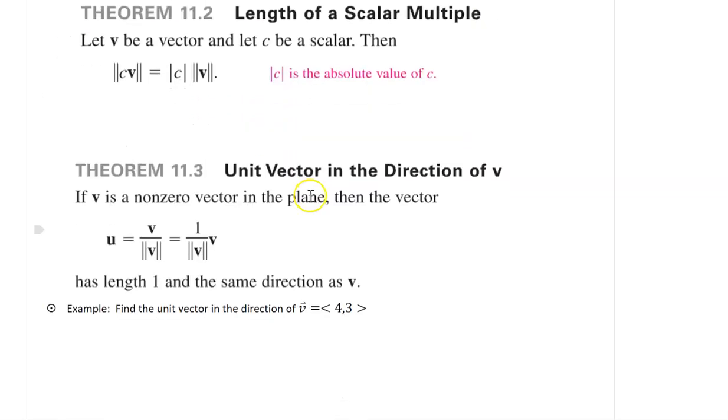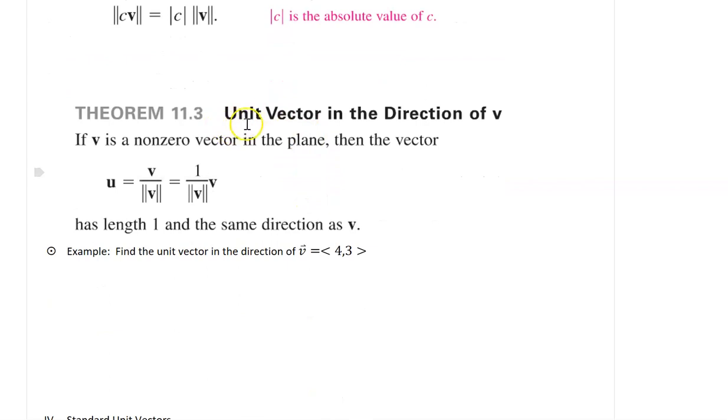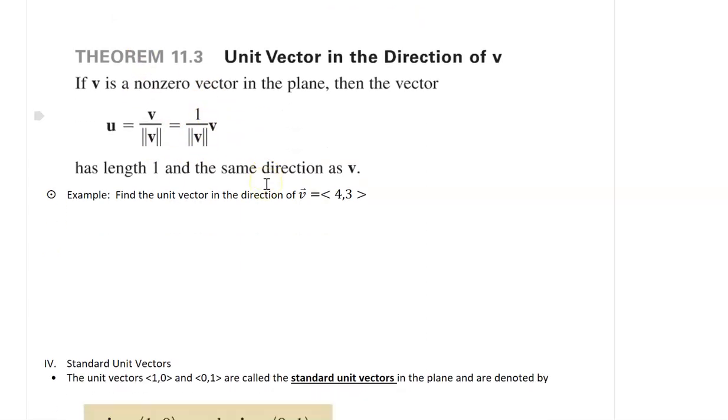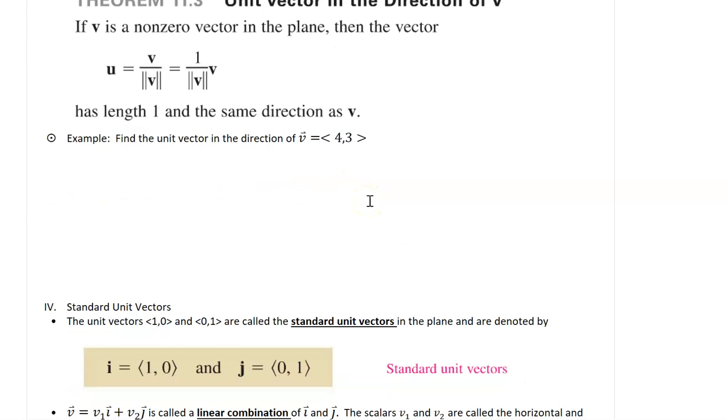A special thing that we sometimes look for is a unit vector in the direction of another vector. This keeps the direction while having a magnitude that's really easy to work with, and there are some applications that we'll look at as we go forward that need that. If v is a non-zero vector in the plane, then the vector u, which is v divided by the magnitude of v, or you can think of it as 1 over the magnitude of v, which is a scalar, times v, has length of 1 in the same direction as v.